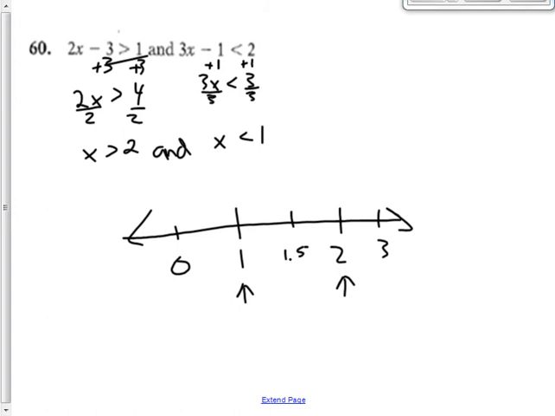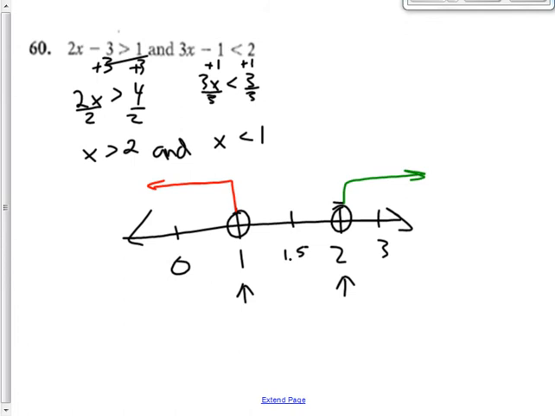Okay, so I've got x is greater than 2, that's an open circle. X is less than 1, that's an open circle. I want all the numbers that are bigger than 2 and less than 1. Okay, so that looks like this. Numbers that are bigger than 2 go this way. And the numbers that are less than 1 go this way.